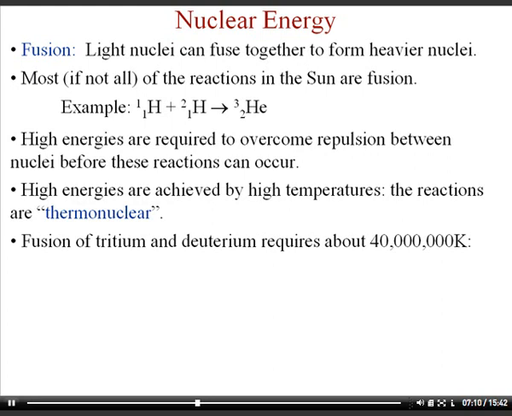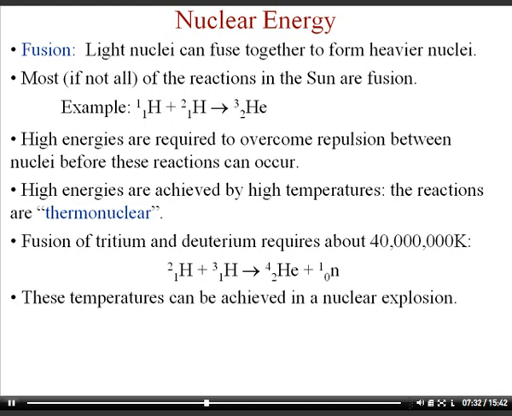Now, fusion of tritium and deuterium requires about 40 million degrees Kelvin, or 40 million Kelvin, so it's very difficult to do. Here's deuterium, which is H2, the hydrogen that has a mass of 2, and tritium is H with a mass number of 3. You smash them together and you create helium 4, and you also spit out a neutron.